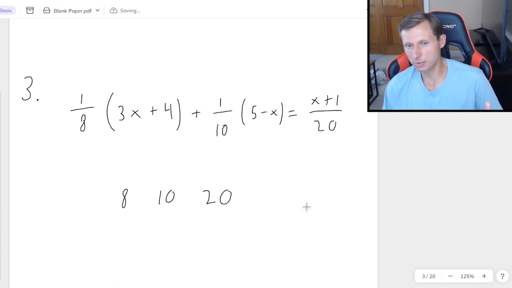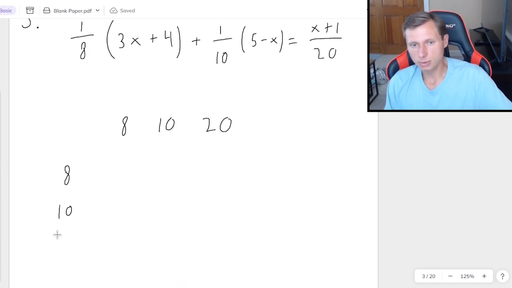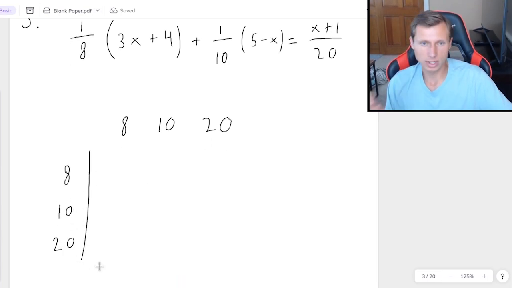Now, the wrong way for doing this, or at least the long way, would be to plug in your calculator 8 times 10 times 20, which would be 1600, but that's not the least common denominator. There's a better way to do it. For ones that are complicated as this, I recommend writing out the first few multiples of 8, 10, and 20 and see where they all get to the same number.